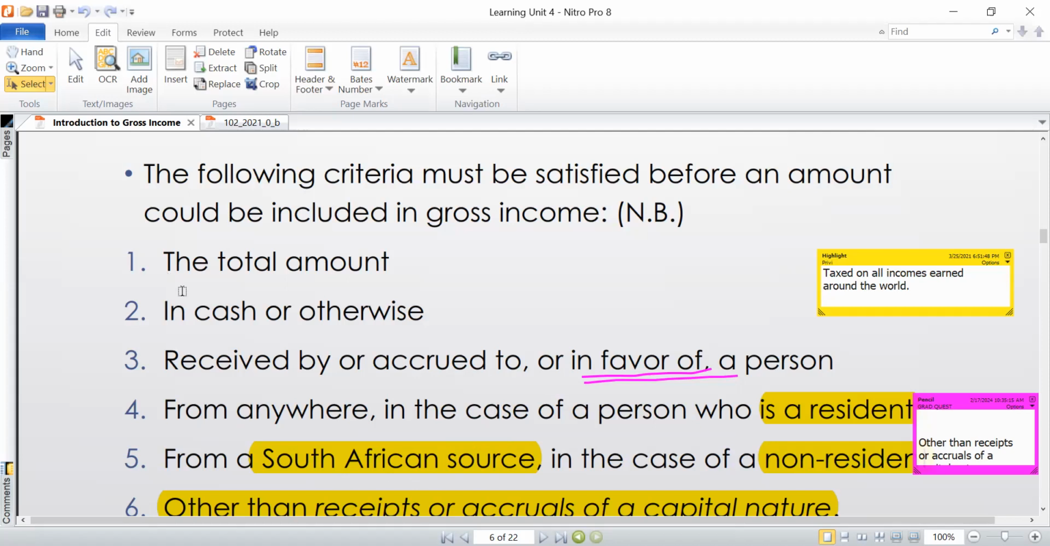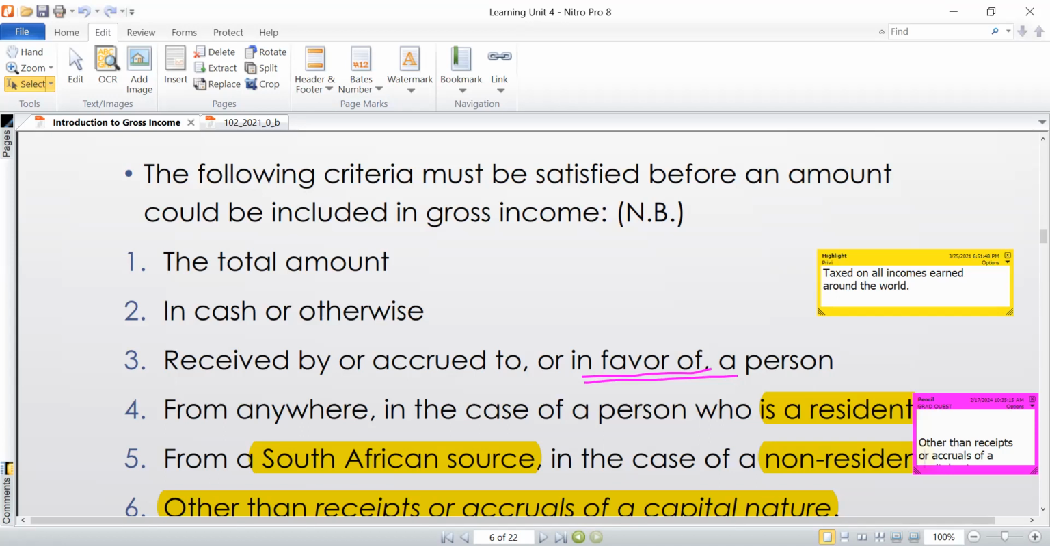There are four rather, which is the total amount in cash or otherwise received by or accrued to a taxpayer. Then there's another part that says during the year of assessment. And then lastly, you've got the other than receipts or accruals of a capital nature. So this particular one is usually the last element of the gross income definition.